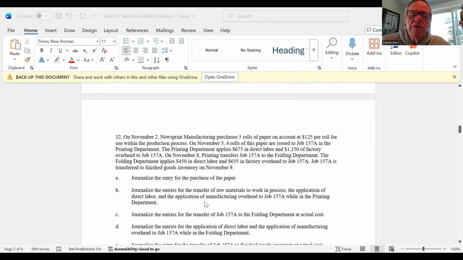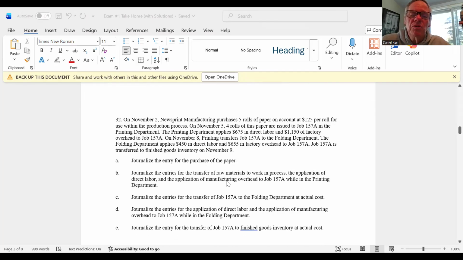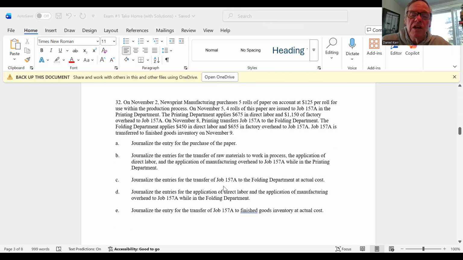entry for the purchase of paper, journalize the entry for the transfer of raw materials to work in process, the application of direct labor, and the application of direct manufacturing overhead to job 157A, while in printing department, and you had to journalize the transfer of the costs from the printing department to the folding department. Then you had to journalize the application of direct labor and application of the manufacturing overhead in the folding department. And then you had to journalize the transfer of finished goods to inventory at actual cost, right?